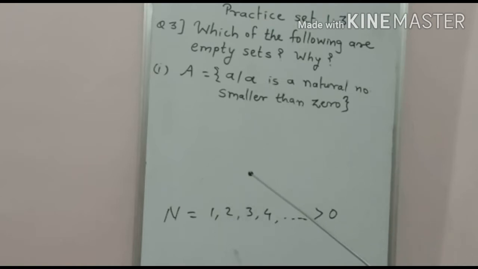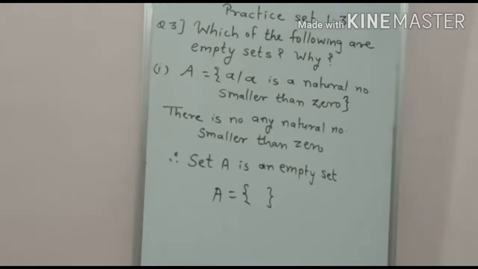So how do we write this? That we see here: there is no natural number smaller than 0. There is no natural number which is smaller than 0. Therefore set A is an empty set, and in symbol we write this as an open curly bracket and a close curly bracket is the empty set, that is set A. Or there is one more symbol also, you can mention that symbol. So either you write like this or you can use the phi symbol for the empty set. Okay, so now we try the second one.